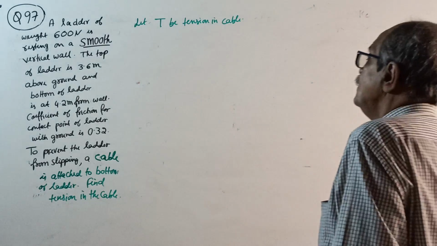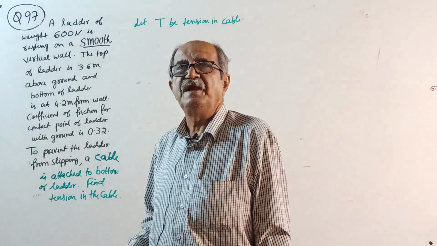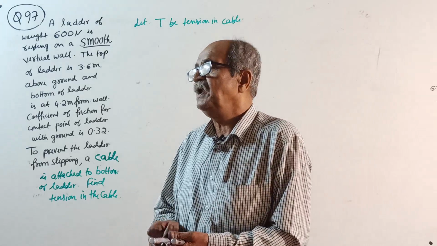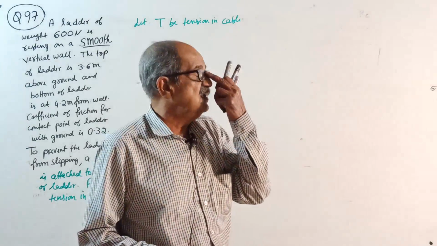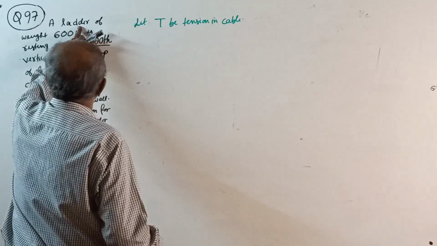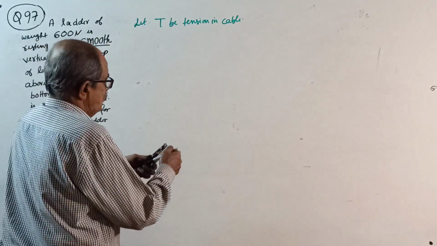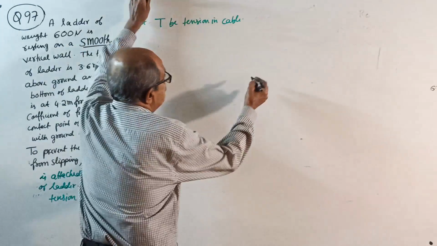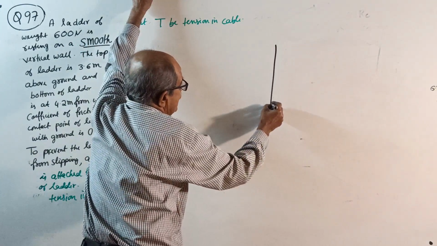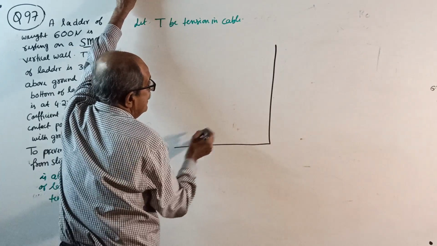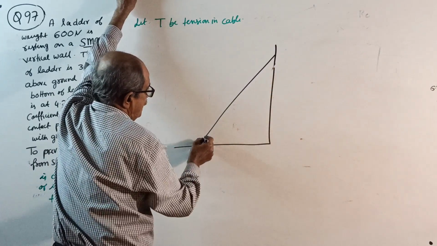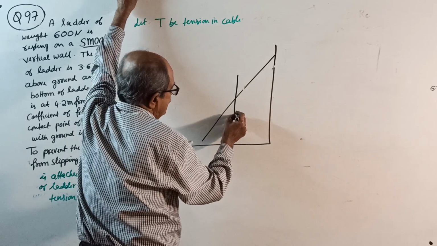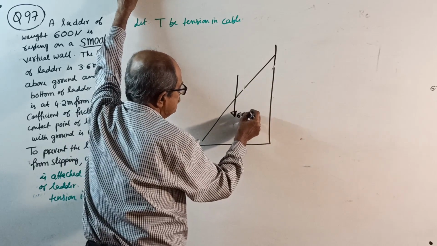See, now 90, 91, 92, 93, 94, 95, 97, correct. Okay. See, now a ladder of weight 600 Newton. Okay, I will put it one by one. Preliminary part. This I will not explain again and again now. See, this way. Weight 600 Newton. If not given, understood, acting at the center.